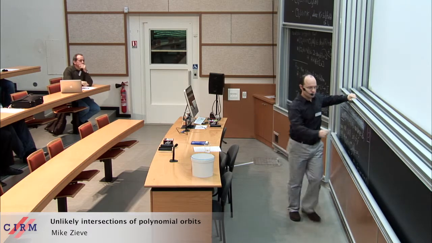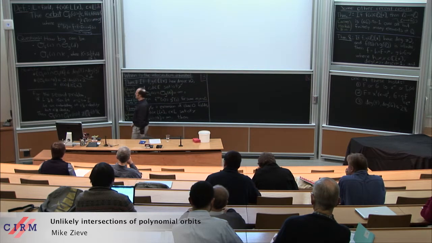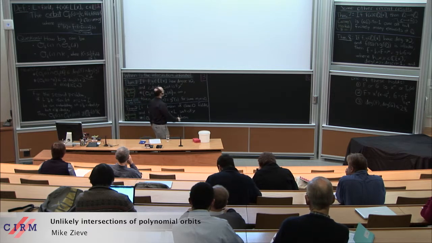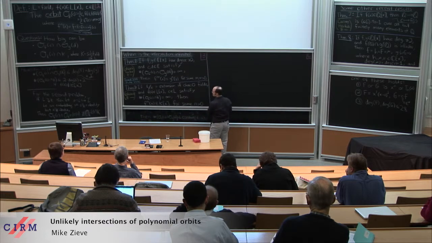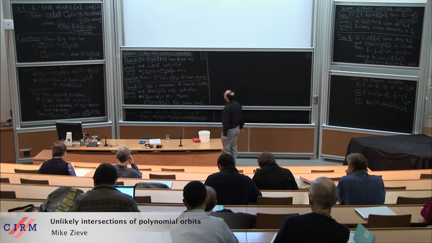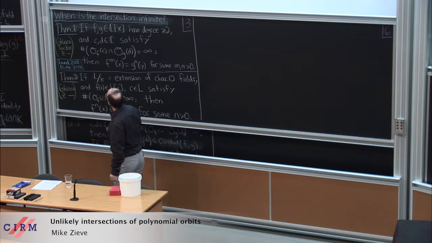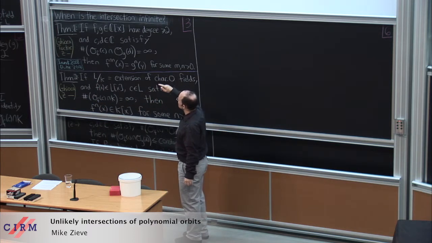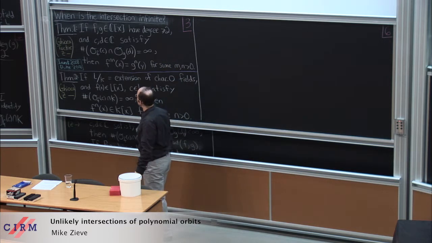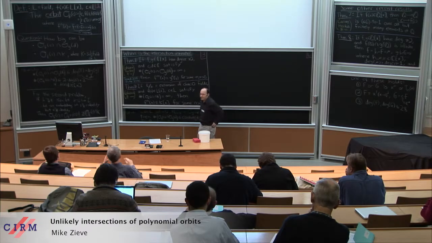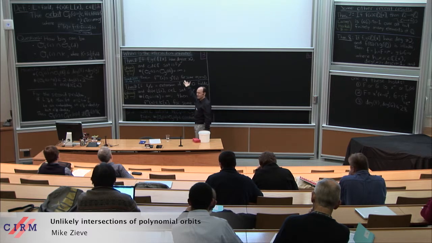Okay, so the first question, the most unlikely thing is that the intersection is infinite. And so that we can completely describe. So this is when the intersection is infinite. For the first problem, this is a theorem with Dragos Ghioca and Tom Tucker. If two complex polynomials that don't have degree 1 have orbits with infinite intersection, then they must have a common iterate. Okay, and this is what you would naively guess, because the converse is obvious.